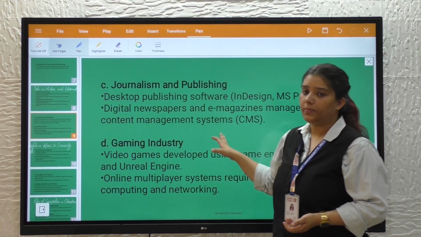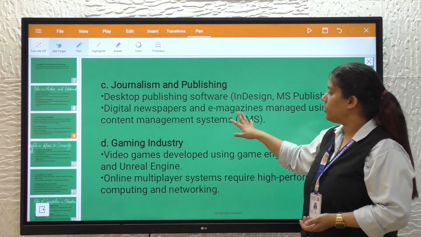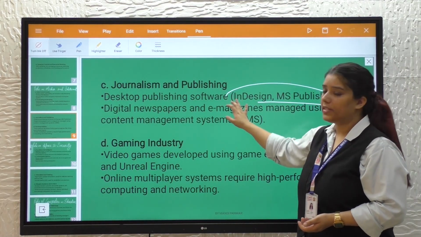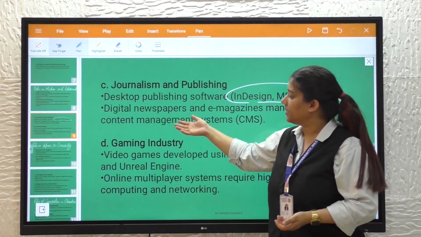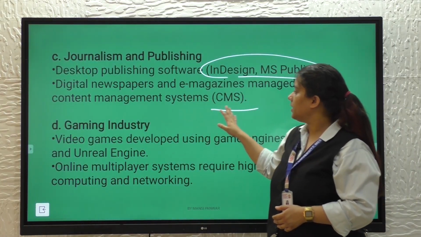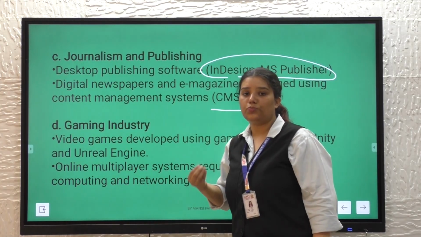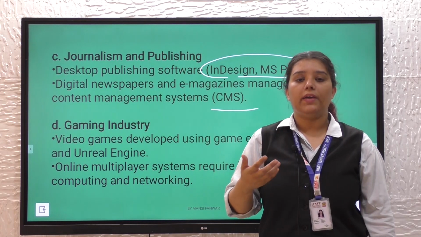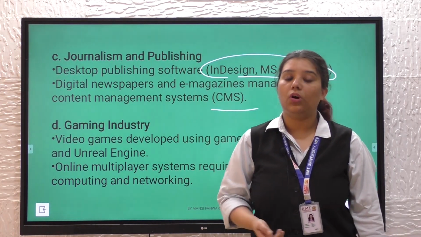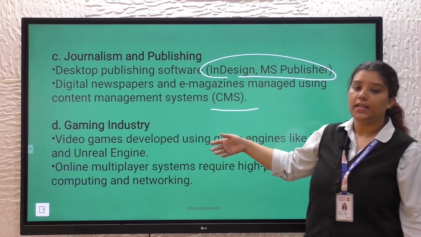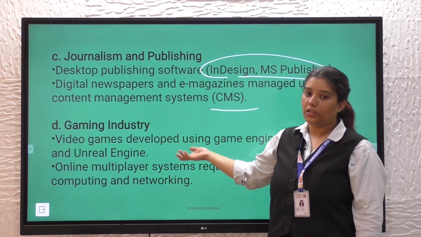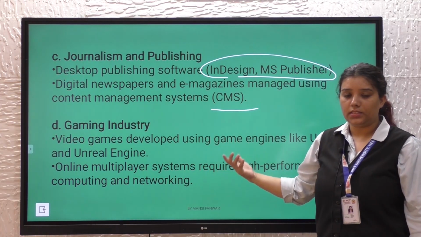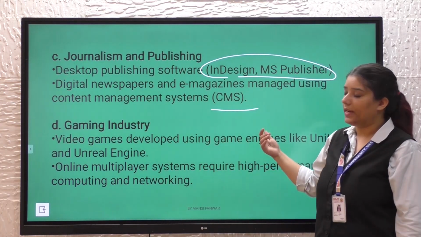Next up we have journalism and publishing. Desktop publishing software, InDesign, MS Publisher. All these are the software that are used to publish our content. Digital newspapers and e-magazines are the magazines or newspapers that are published online. Now we don't need to buy physical newspapers or magazines because all those are present over the internet. And by internet we mean computers, because the internet is only used on computers, either it is a mobile phone, a laptop, a desktop or anything else.